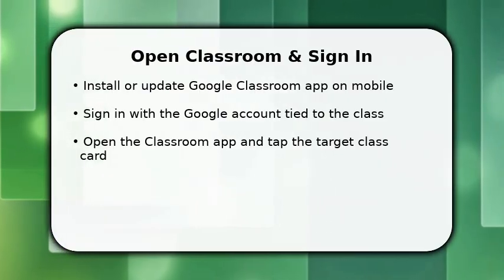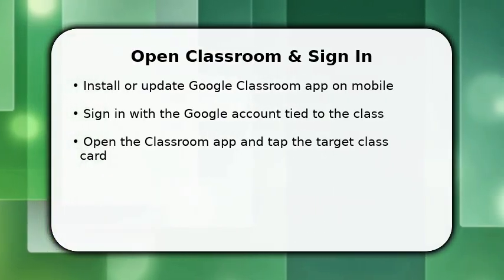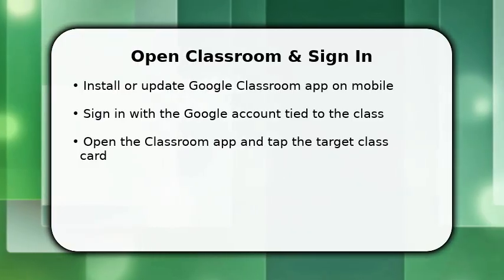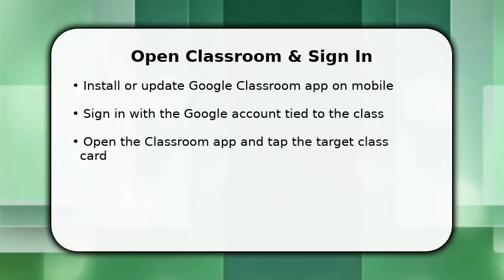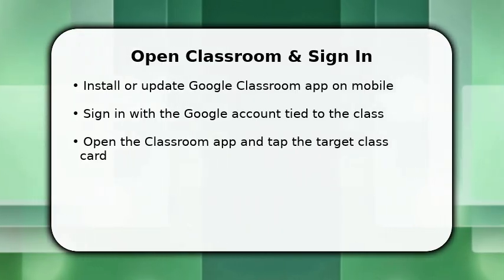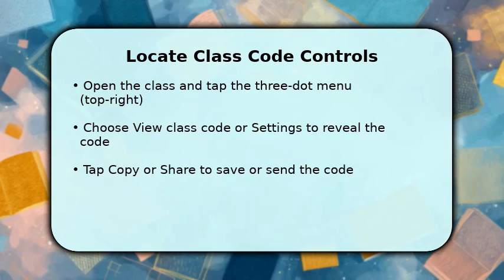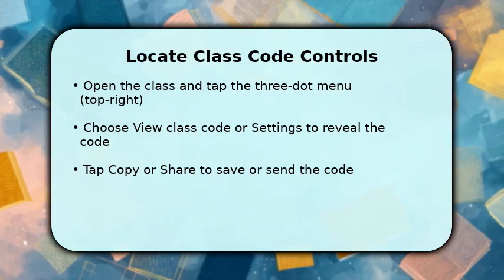Once the class opens, pause here. These steps get you to the class view where the code or settings controls are located and ready for the next actions. With the class open, look to the top right for the three-dot menu and tap it. This reveals controls not visible on the main card.